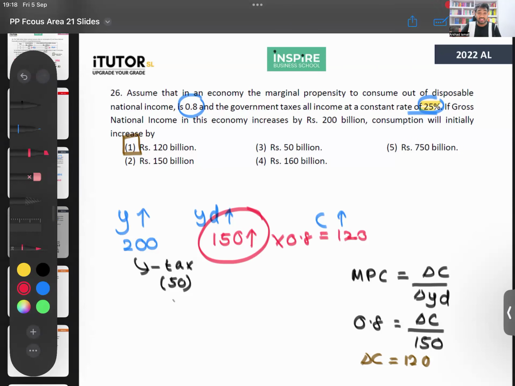There is one additional step here compared to the previous question. In the previous one, you just took the change in income and multiplied by MPC. Here, you have to first get the disposable income, then multiply it by the MPC to get the change in consumption. Fine. How many people got this correct? Again, I feel it is a good, interesting question. 2022, question number 26.